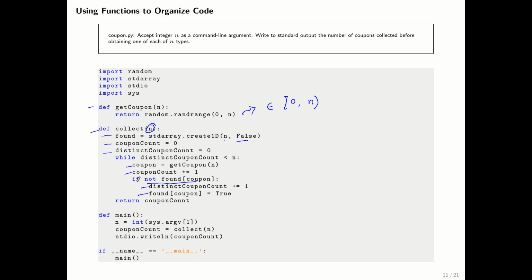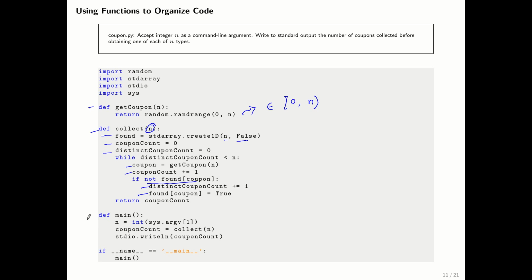Okay? But if this coupon was already collected, then we simply go and repeat this process. Okay? And we repeat this until distinct coupon count is exactly n. So when that's n, we get out of the while loop and return coupon count. Okay? So that's how collect works.